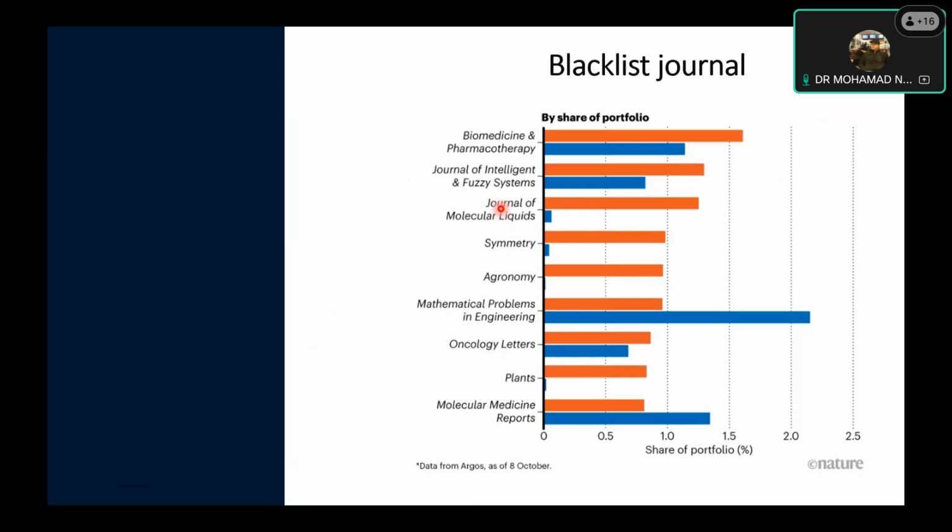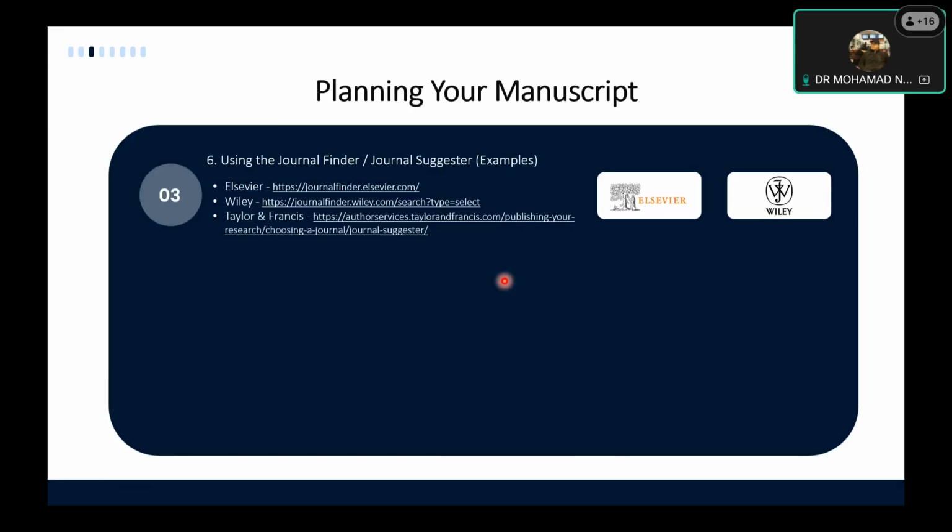Blacklisted journals also include Journal of Molecular Liquids. Those who love ionic liquids like to publish in this publication, so please be careful. Plants is under MDPI and also Agronomy.